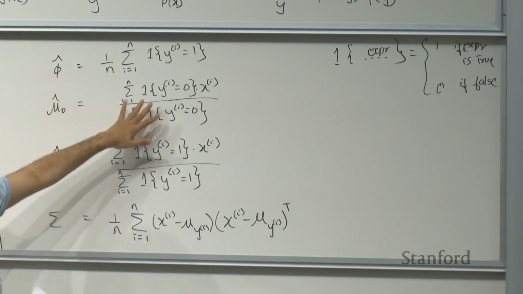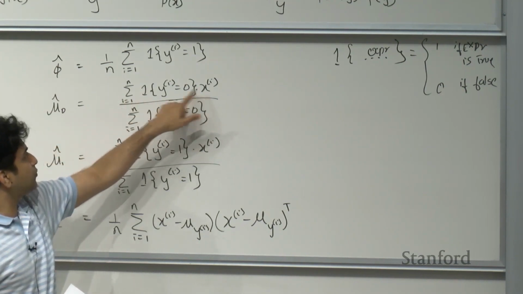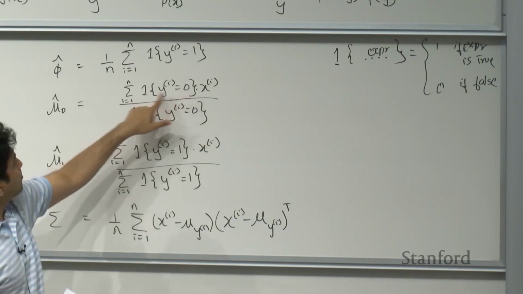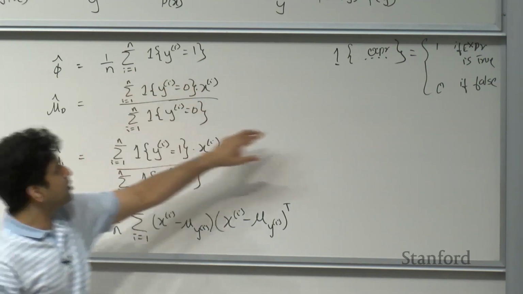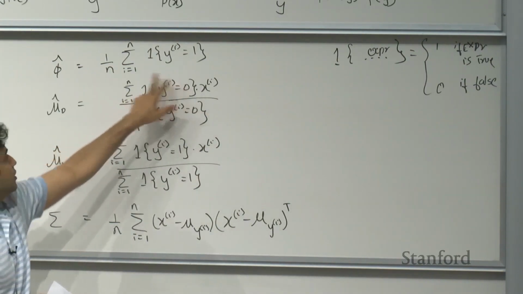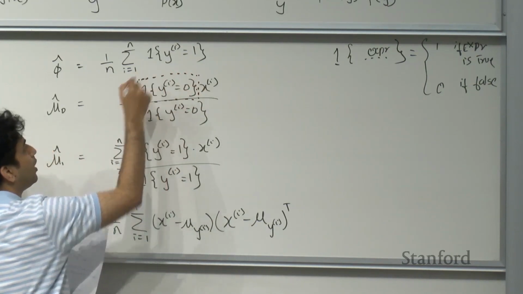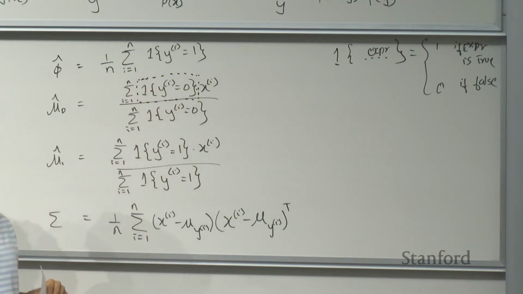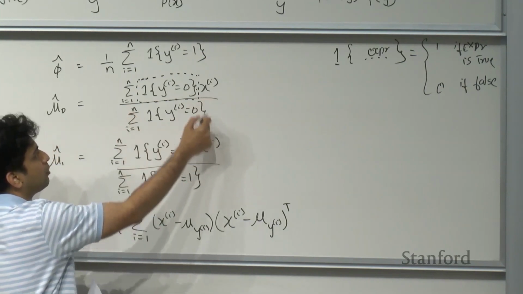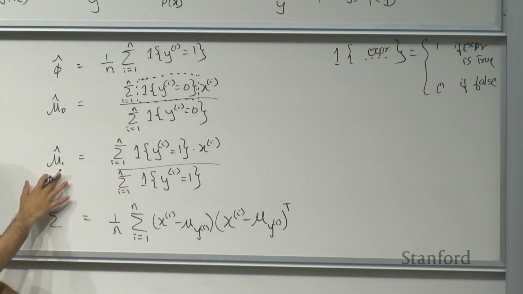Over here, for mu naught, we are summing over those x_i's for which y_i equals 0, because this notation is called an indicator variable. This indicator function will evaluate to 1 only for those examples for which y_i equals 0. So you're only summing over x_i's for which y_i equals 0, and here you're counting the number of examples for which y_i equals 0. Similarly, you're doing the same for mu1.